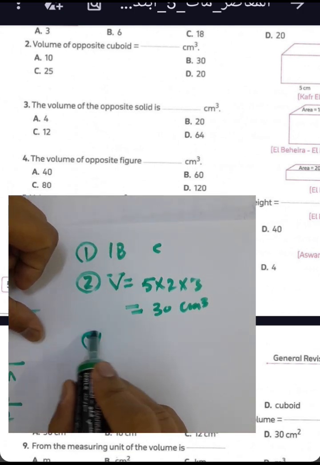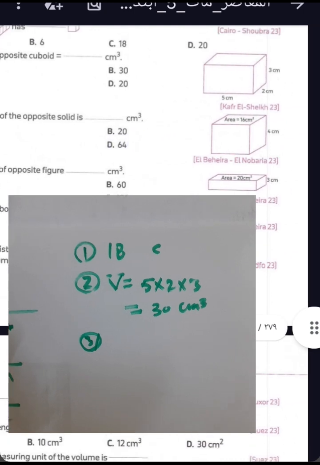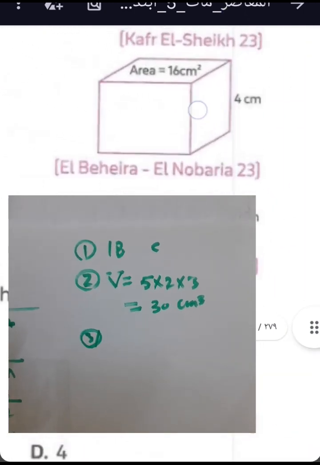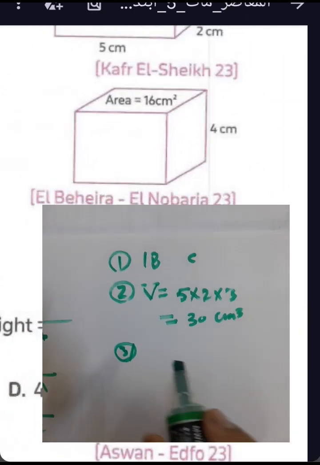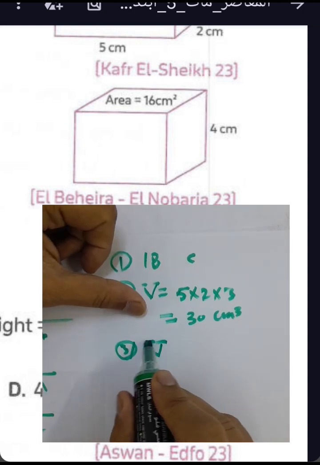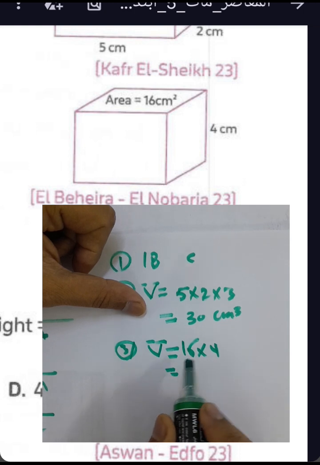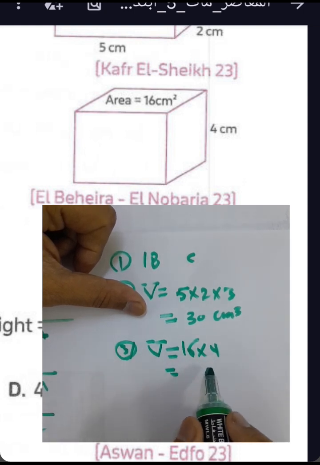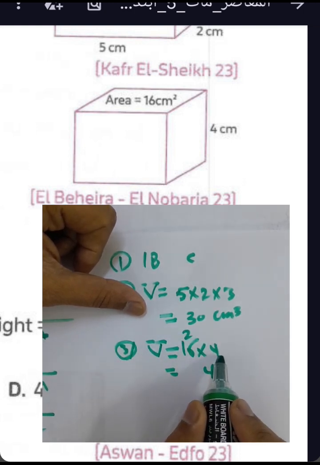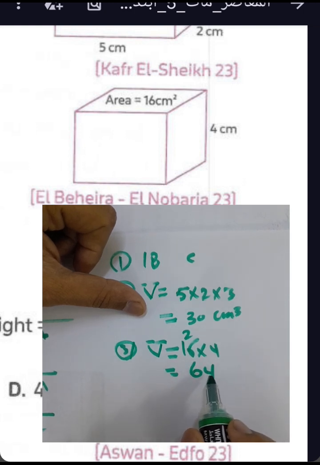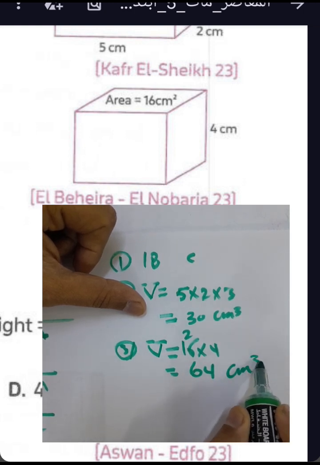Question number 3. We have a cuboid and we want to find the volume. He gives us the base area equals 16 and the height 4. Then the volume equals base area times the height. 4 times 6 equals 24, write 4 and carry 2. 1 times 4 equals 4 plus 2 equals 6. The result will be 64 cubic centimeters.